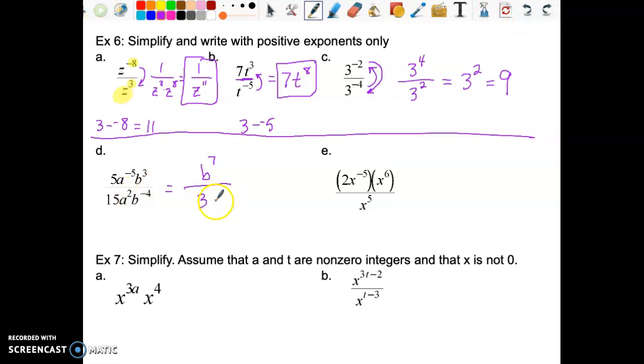And don't forget about A either. So the larger in the denominator, so A is in the denominator, 2 minus negative 5 is 2 plus 5 is 7. There you go.